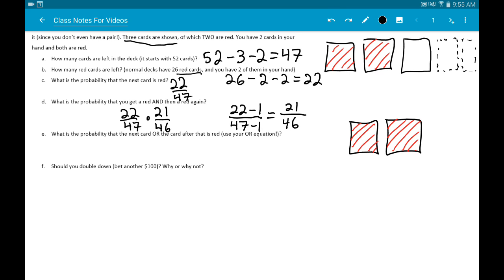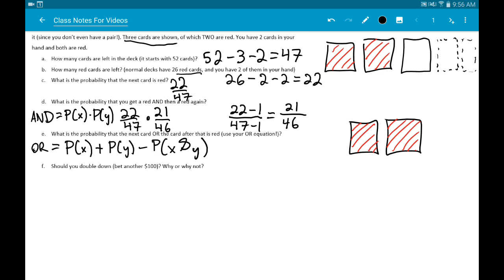Now the OR. Remember, the AND equation was the probability of X times the probability of Y. So the probability of a red being drawn times the probability of a red being drawn. For OR, we need to do the probability of a red being drawn plus the probability of a red being drawn minus the probability that both cards are red, because that's the one scenario in which these numbers wouldn't totally make sense. So X and Y.